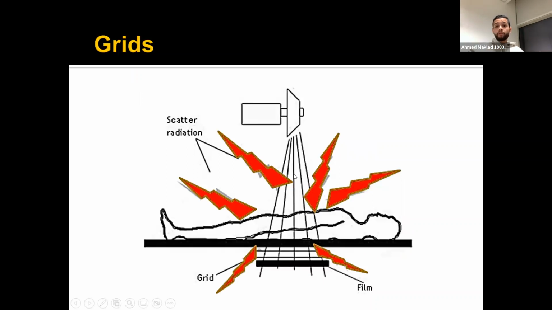Grids never came up. How does it decrease the radiation? It doesn't decrease the radiation, it decreases the dose of radiation, right?